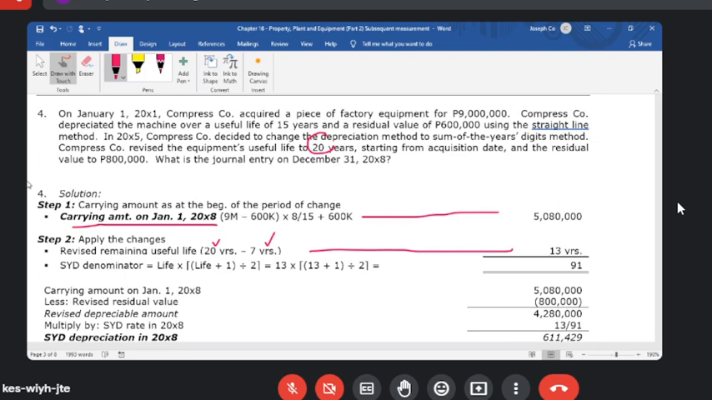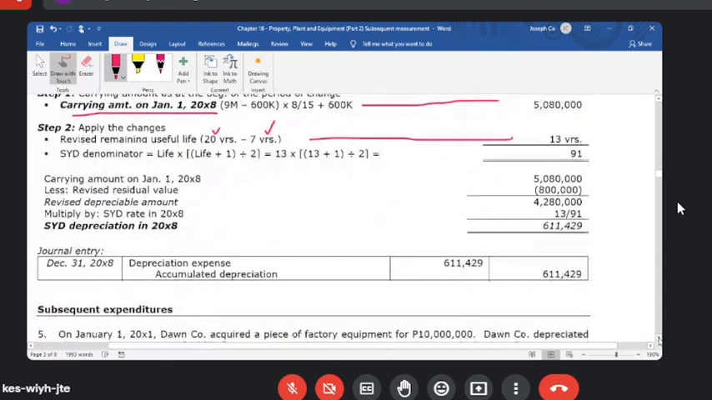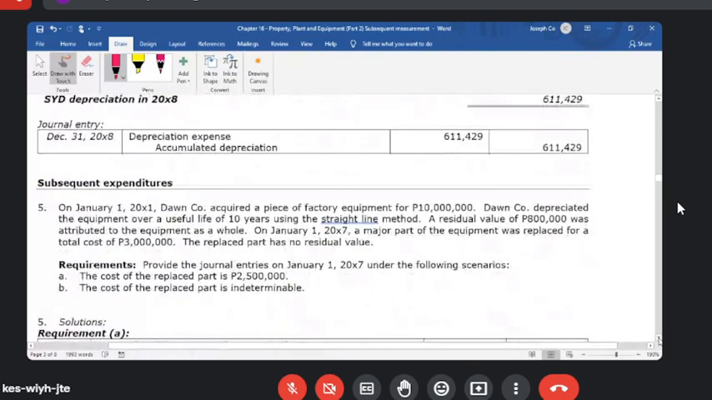SYD: n(n+1) over 2, 91. So our depreciation expense for 20x8 is 5,080,000 minus the revised salvage value, 4,280,000 times 13 over 91. Depreciation is equal to 611,429. Our journal entry is debit depreciation and credit accumulated depreciation.